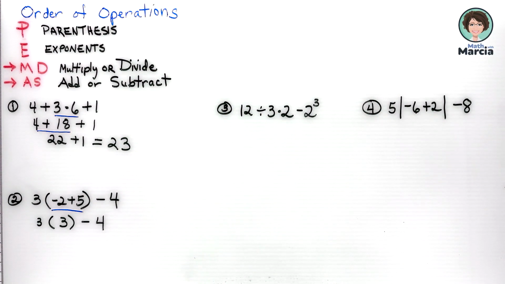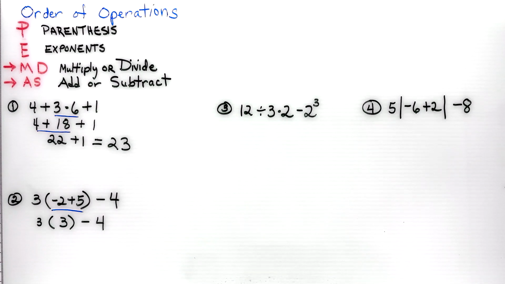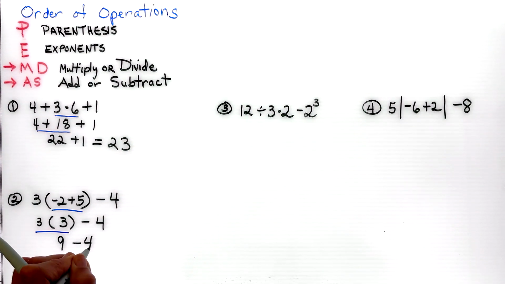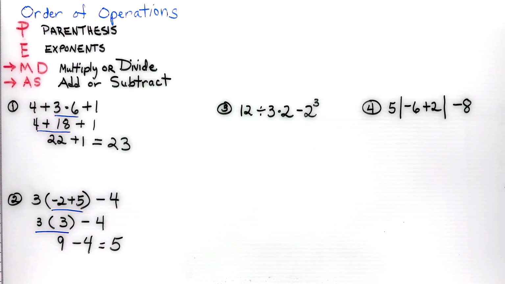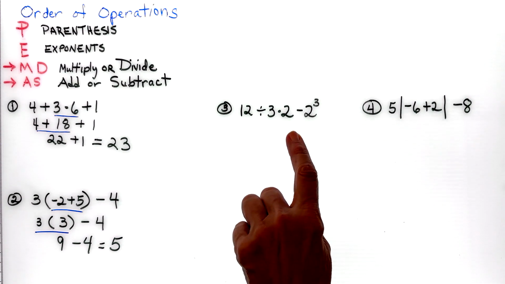Remember, we always do just one step for each line of simplifying this expression. So next, I will be multiplying 3 times 3, which we know is equal to 9. And I have now 9 minus 4, and 9 minus 4 is equal to 5. So that is the expression in simplest form. Well, those were 2 easier ones to get you started. So let's look at number 3.